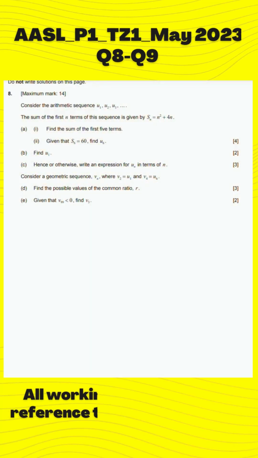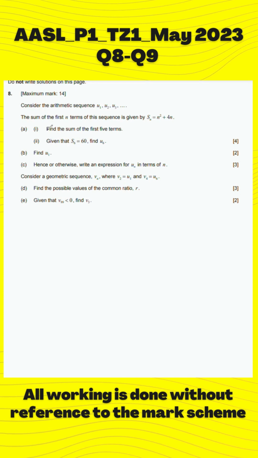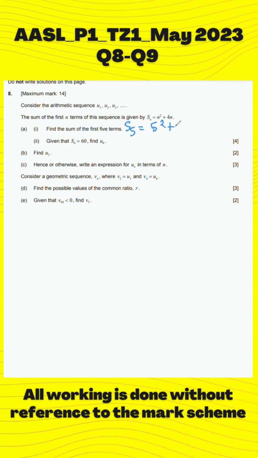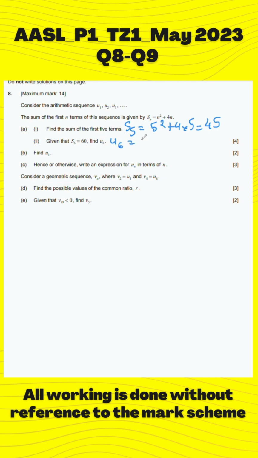IB maths is easy. For the sum of the first 5 terms, they ask for S5. So it will be 5 squared plus 4 times 5, which is 45. Given that S6 is 60, find u6. So u6 will equal S6 minus S5. So 60 minus 45 will be 15.